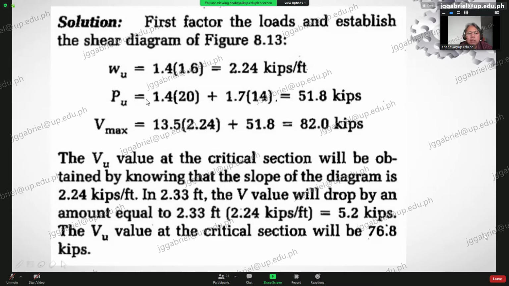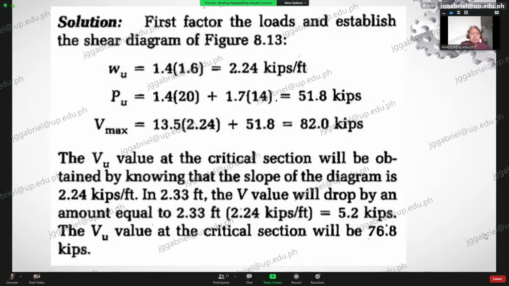Now, what about for the concentrated load? Remember this PU here, that's only one of the concentrated loads, no, na dalawa. So, yun lang din ang idadagdag natin. Only one of those two, which is 51.8. So, total would be 82 kips. Okay, that's your Vmax. When you say Vmax, that's the support reaction at the left or the right end.